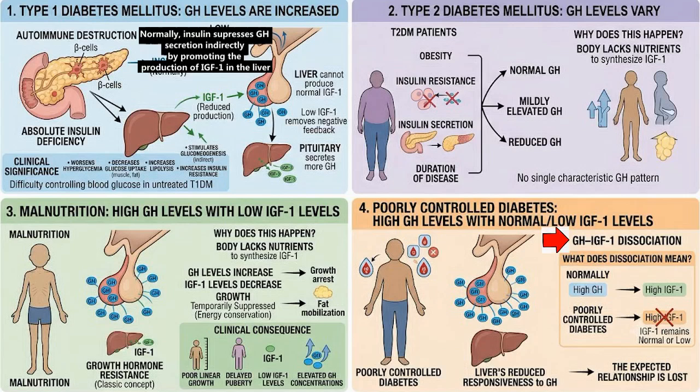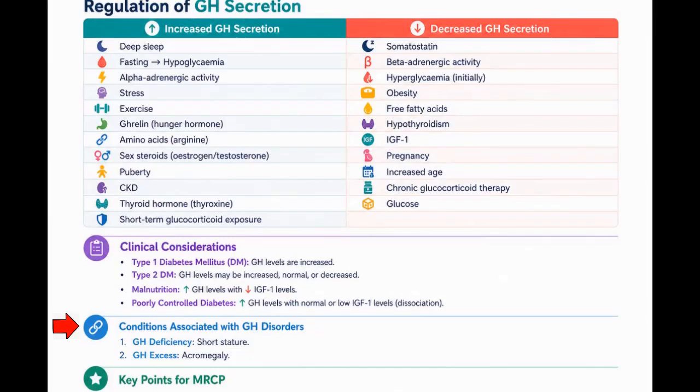What does dissociation mean? Normally, high GH should produce high IGF-1. In poorly controlled diabetes, GH is high, but IGF-1 remains normal or low. The expected relationship between the two hormones is lost. This is referred to as dissociation. Conditions associated with GH disorders. Now let's discuss diseases caused by abnormal GH secretion.